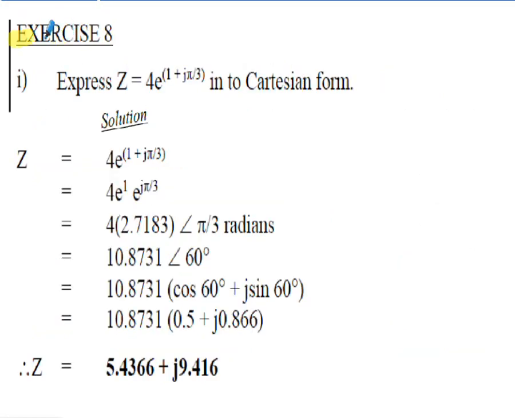Here are the solutions to exercise 8. I'm going to let you wander through them at your own pace, but part 1 here we're given a complex number in terms of exponential form and we've got to convert it to Cartesian form. So notice I started off by using the first law of indices to slightly simplify the equation from where I can go into polar form and then into Cartesian form. Solutions given at the bottom for Z.